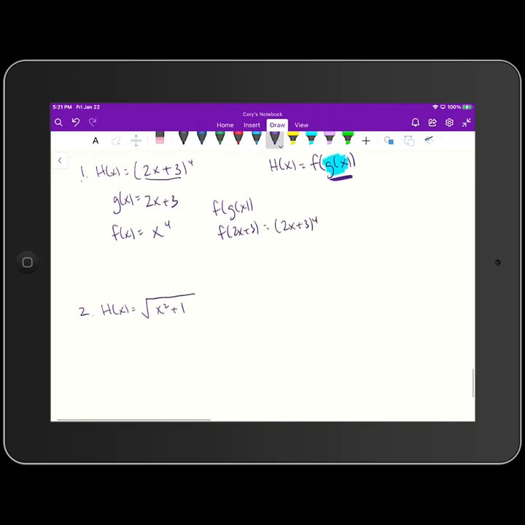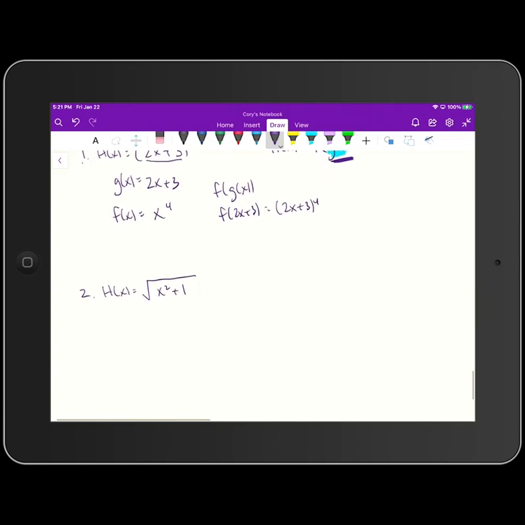Okay? So I want you to try number 2, okay? I want you to pause the video and attempt this one here. Identify what is the inner function, what is the outer function in the composition, and then when you attempt it, go ahead and unpause the video and I'll work it through for you.